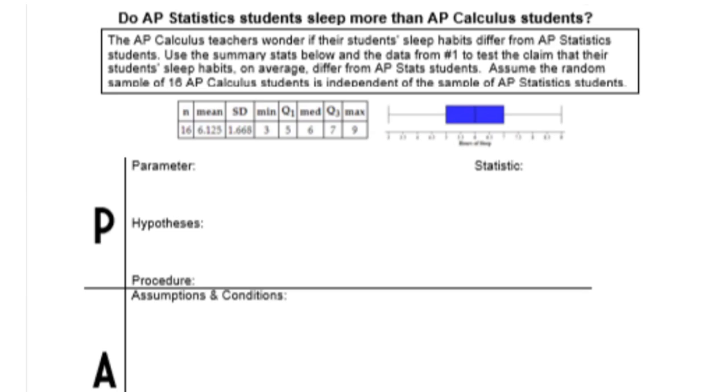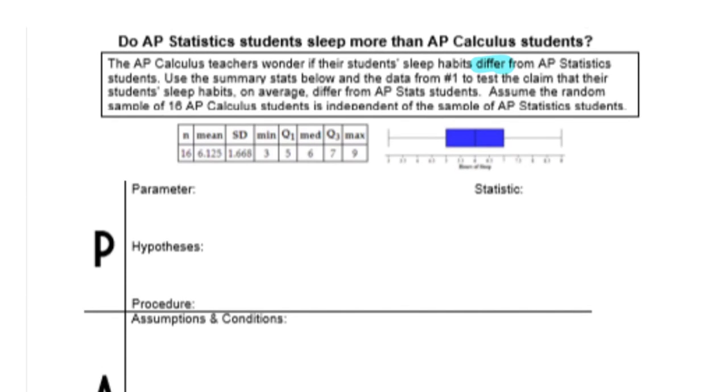So the key here is differ. And then let's see what comes out, what else comes up. Here is the information for this calc group. And so our parameter is, we're looking at the difference between, but remember when we compare 2 groups, our parameter will be mu of stats minus mu of calc.